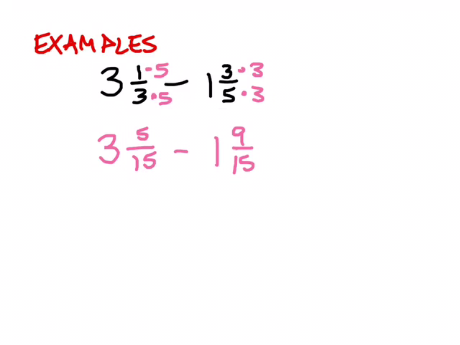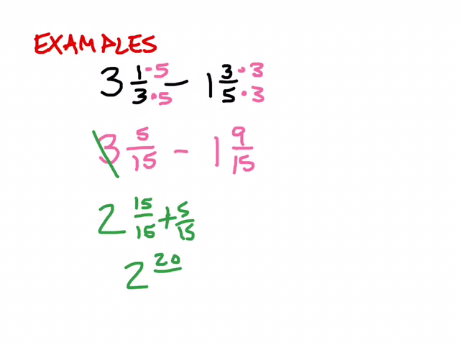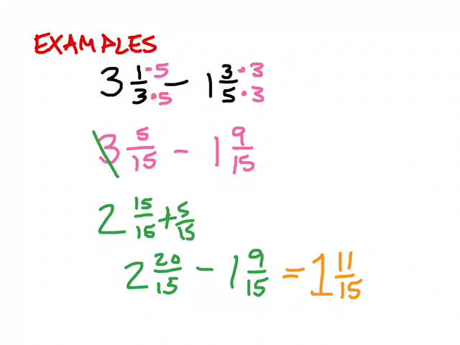I'm going to have to take that 3 and borrow a whole from it. It's going to become a 2, and I'm going to add 15/15 onto the 5/15 that I already had. That's going to be 2 and 20/15. So I've ended up with that same idea of that improper mixed number, but that's okay because I'm going to use it to subtract 9/15. 20/15 minus 9/15 is going to be 11/15, and 2 minus 1 is going to be 1, and I'm finished.